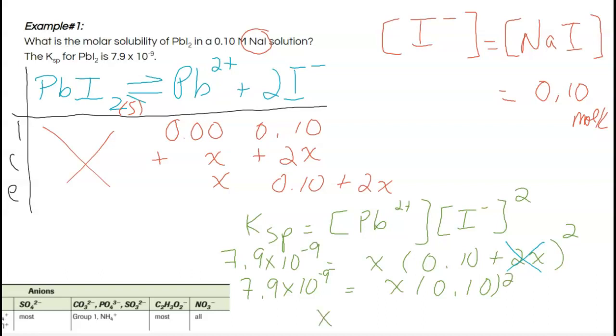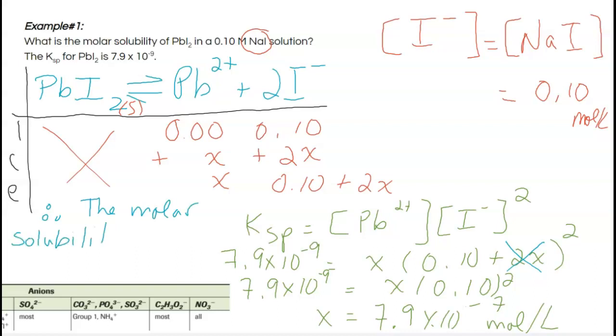And now I'm just going to simply input this information into my calculator to solve. And I am getting as my answer 7.9 times 10 to the negative 7. And that is in moles per liter. So what does that in fact tell me? That tells me that therefore the molar solubility of my lead 2 iodide is 7.9 times 10 to the power of negative 7 moles per liter, if I add that NaI. So that's it.